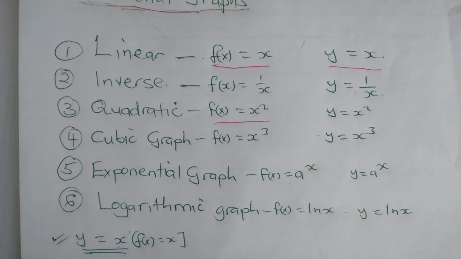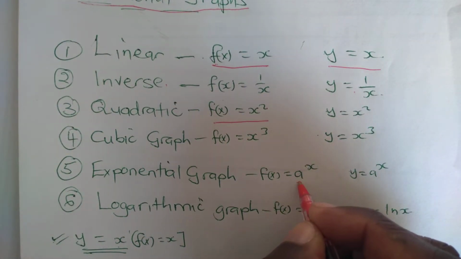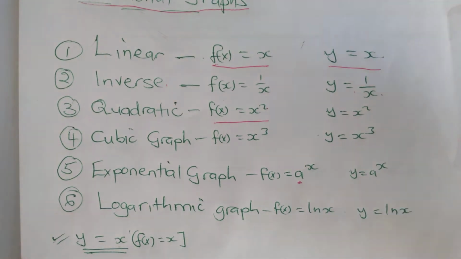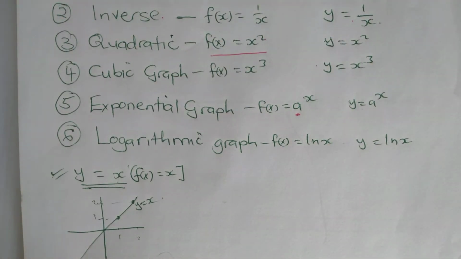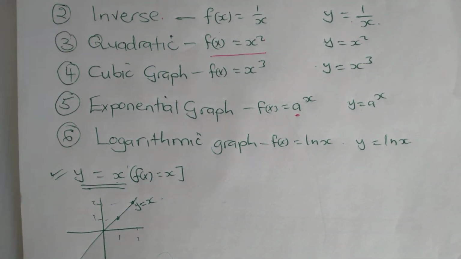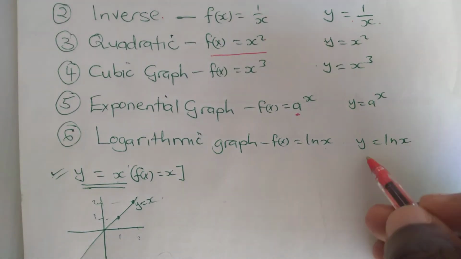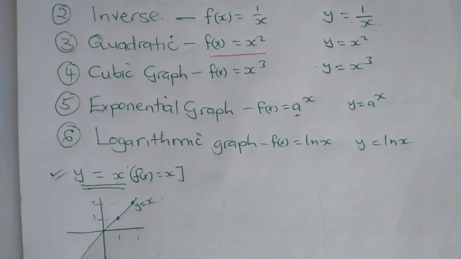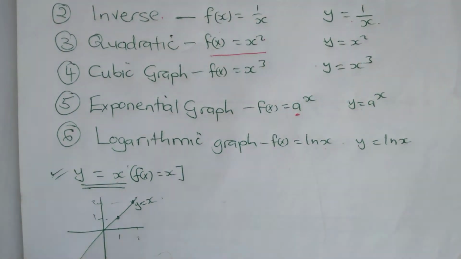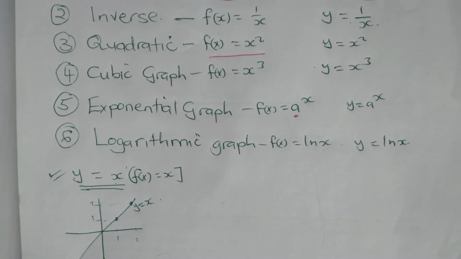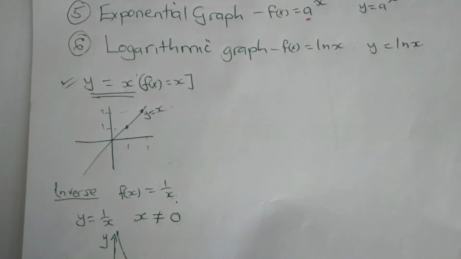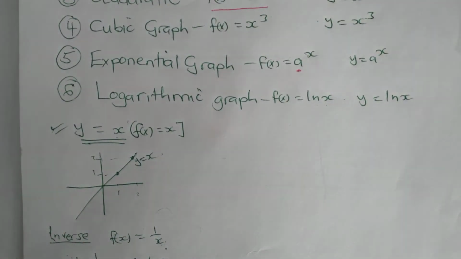Exponential functions have a form which is f of x equals a to the power x, where a can be any number, a constant. The alternative form is y equals a to the power x. We also have logarithmic functions with a general form of y equals log of x, or y equals ln x. So all those functions are the ones that I'm going to take you through just now. To start, I'll introduce to you the linear function.